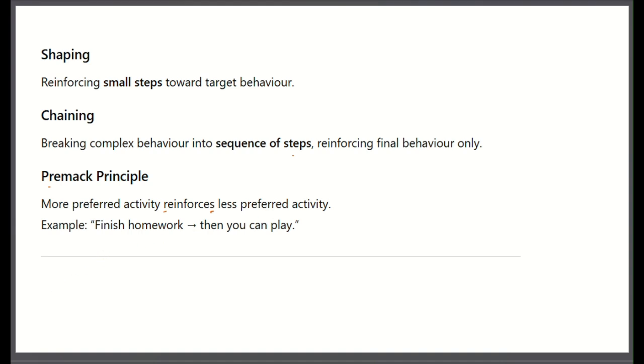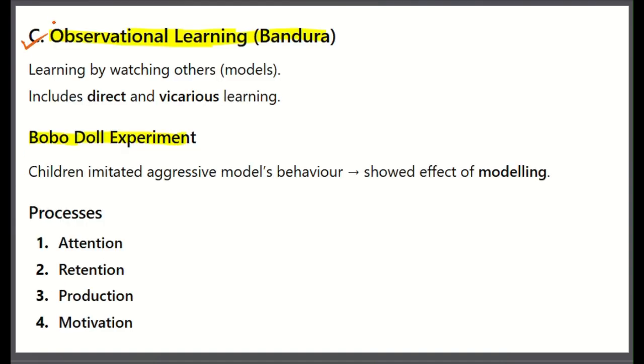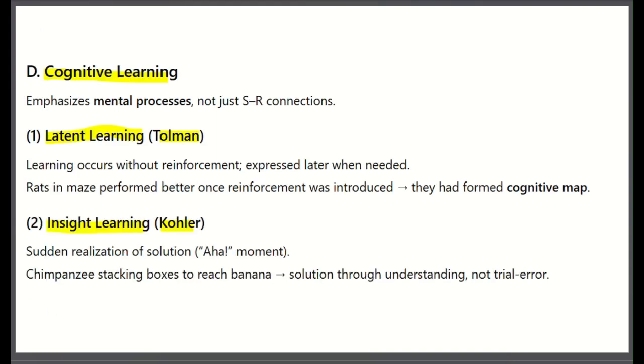The third theory is observational learning by Bandura. People learn by watching others. The Bobo doll experiment showed that children imitate aggressive behavior. Observational learning involves 4 processes: attention, retention, production, and motivation. The fourth theory is cognitive learning.